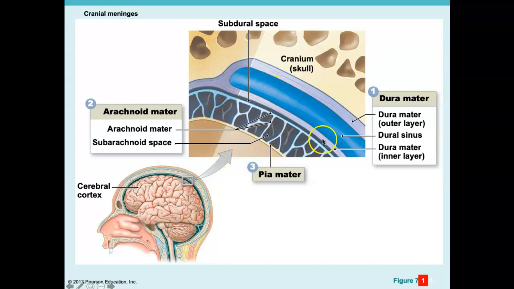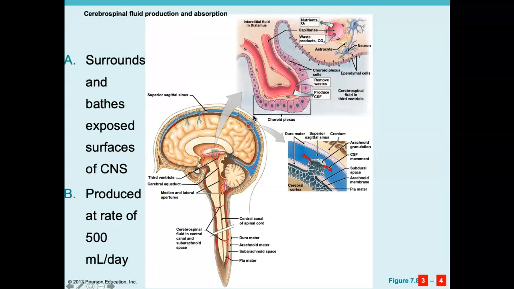Here's some detail that you can skip, but this is about how the cerebrospinal fluid travels. Again, you can skip all this, but we make about a couple cups of cerebrospinal fluid every day.